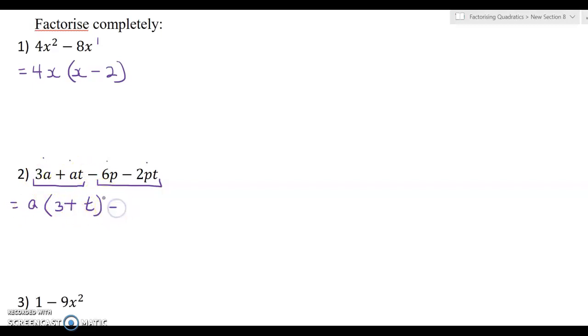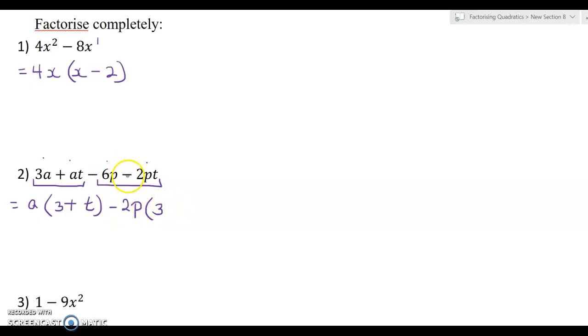Put your subtraction sign. Now we have 6p minus 2pt. Let's look at the numbers first. We have 6 and 2. What is the highest number that can go into both 6 and 2? That would be 2. And now we have p and then we have pt. Clearly they have p in common, so we're really pulling out 2p. So now let's go. 2p times 3 will give me back the 6p.